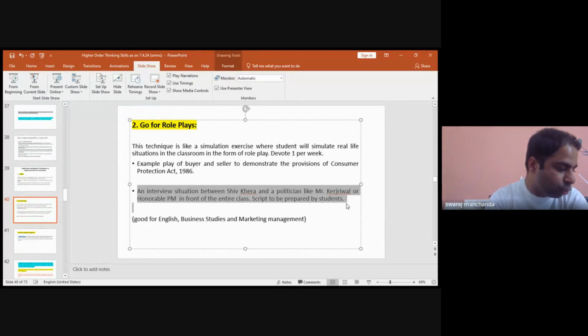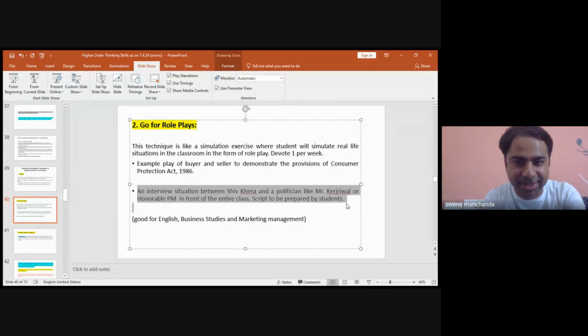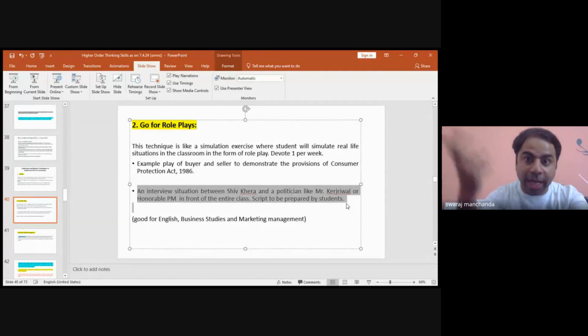Use these techniques. You all know it, but we are not applying it because we are rushing towards completing the curriculum. And then we say students are not doing HOTS. Imagination open nahi hai. They don't want to imagine. They don't want to think beyond the books, beyond out of the box. You have to make it.